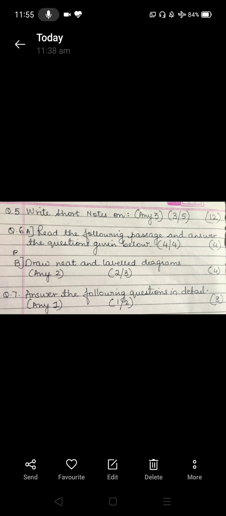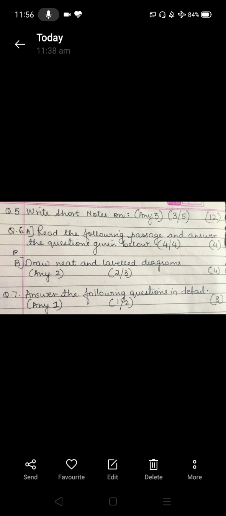Question 6. Read the following passage and answer the question. Passage will be given to you all. Questions will be there. You all are going to properly answer the questions in proper full sentences. Not yes and no. Doesn't make sense. B. Need diagrams. If labeling is needed, please draw it neatly. I want proper lines drawn, proper circles drawn for that. Okay.